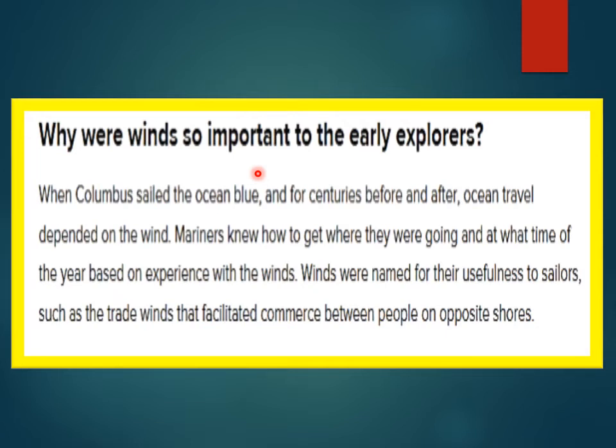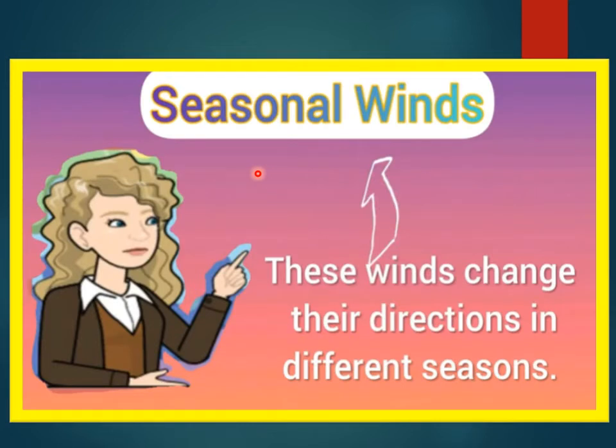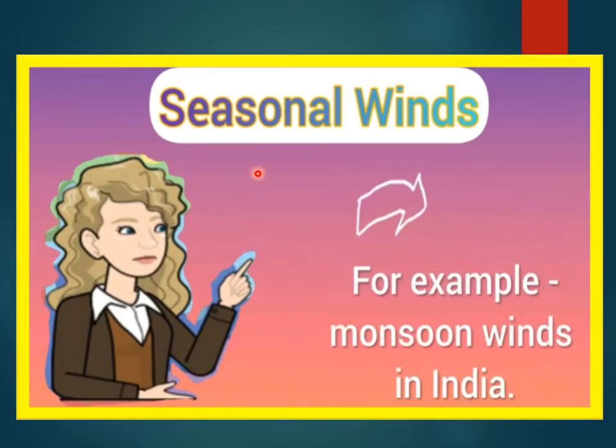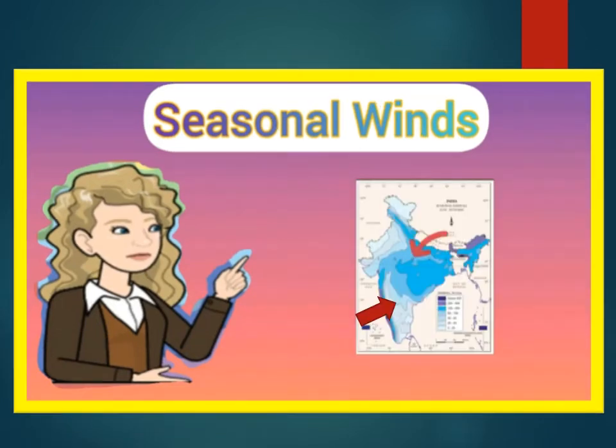Okay. The second type of wind is the seasonal winds. Now, what are seasonal winds? These are winds which change their direction in different seasons. For example, seasonal winds are the monsoon winds in India. So now you can see these monsoon winds during the rainy season. The winds are blowing from sea to land, and after the rains are over, they blow from land to sea. So they keep changing their direction in different seasons.